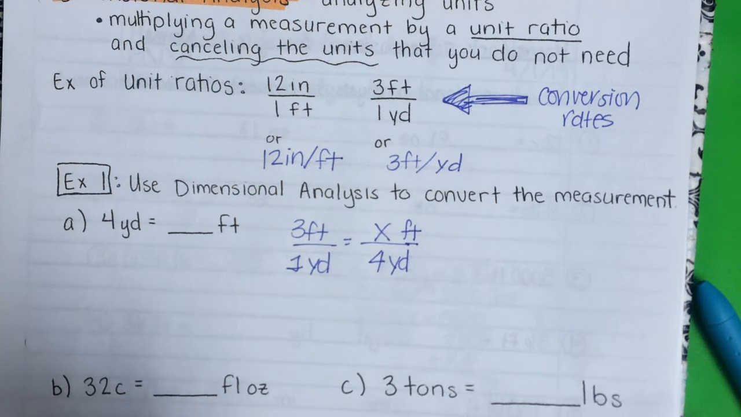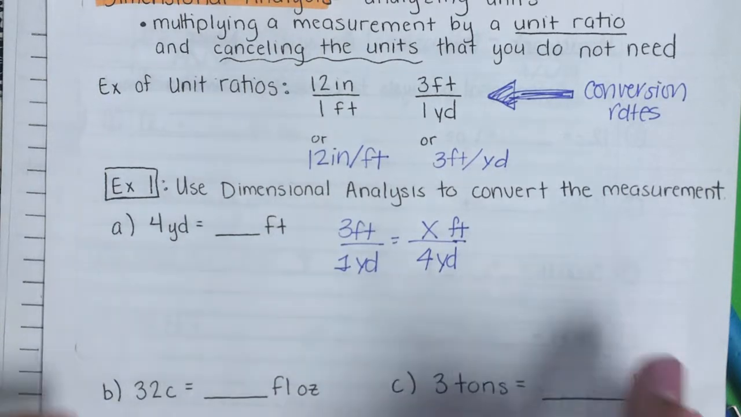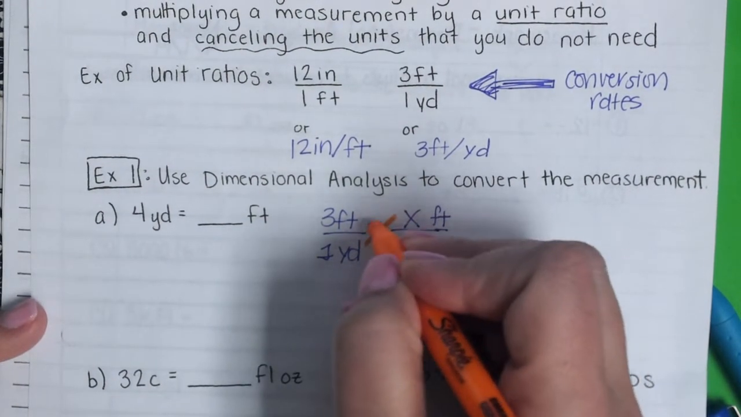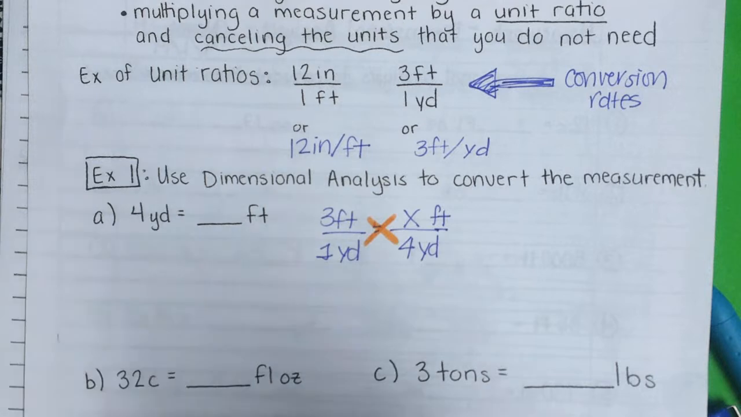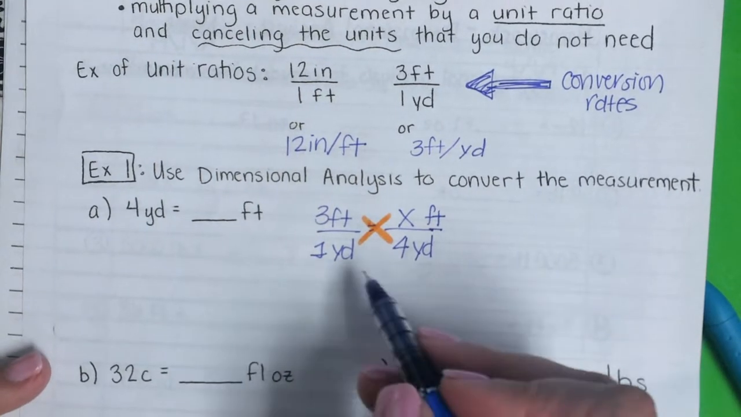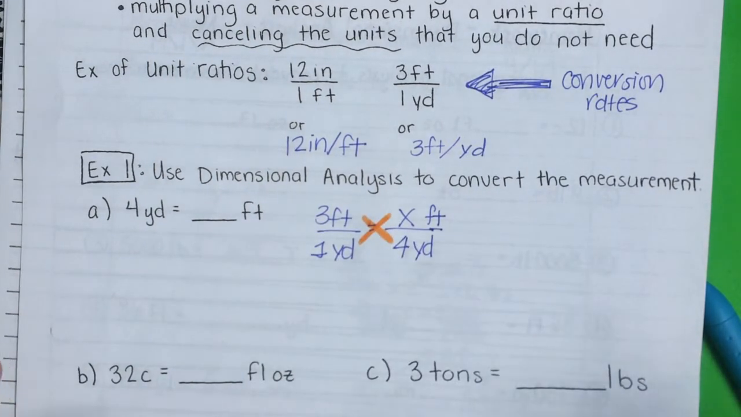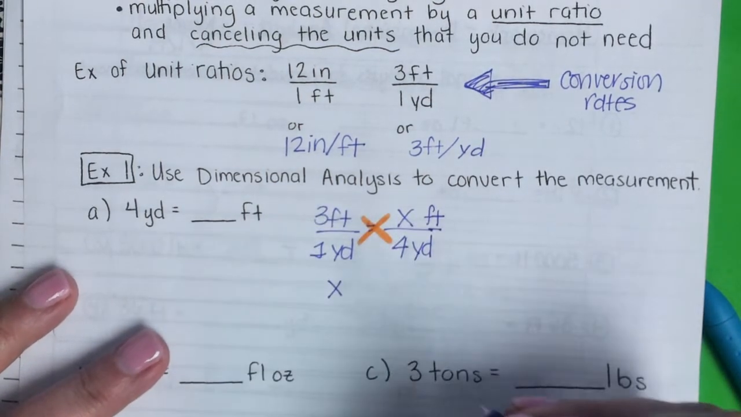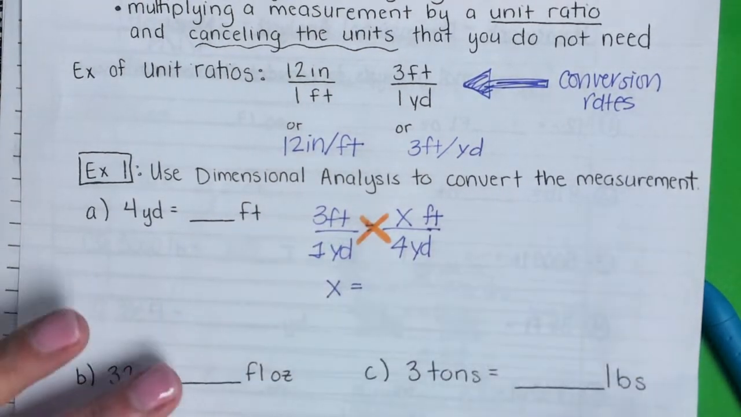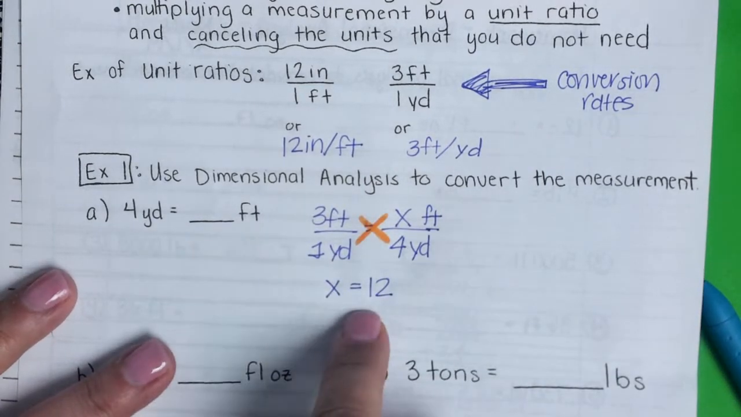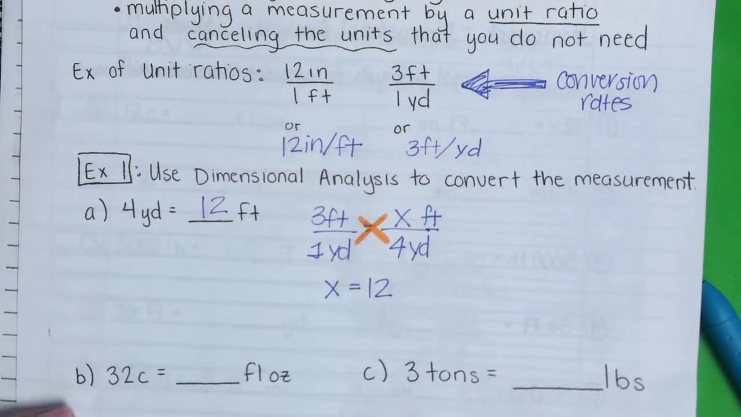There's one way to solve these problems that will work every single time. Now, there is another way, but it won't work every single time. So I'm going to show you first the way that will work every time, and then we'll talk about how else we could look at it. With dimensional analysis, we're going to cross multiply. Remember, cross multiplying means you are multiplying diagonally. So what is 1 times x? x. And what is 3 times 4? 12. So x is equal to 12 feet.